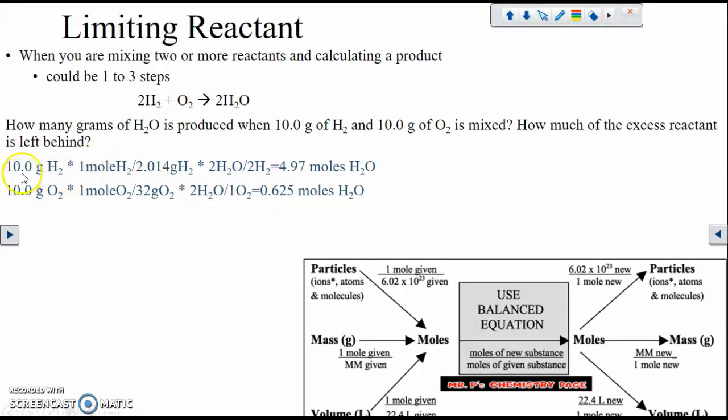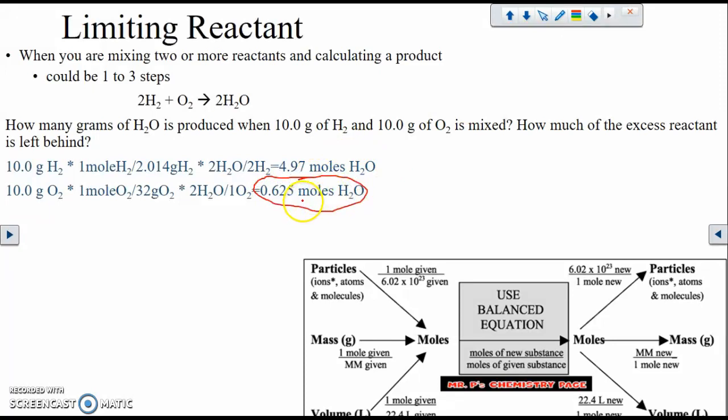If we go from grams to moles for both of them, and we're going to moles of water, one of them will give you the smaller moles of water. The question is which one has the smaller amount of water, and so we can see it's this number.